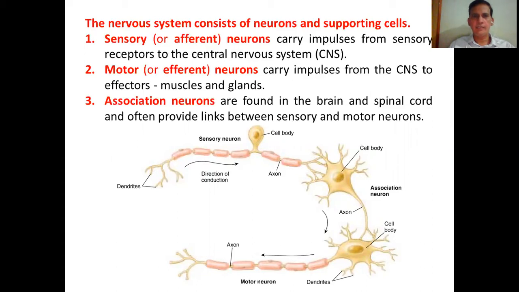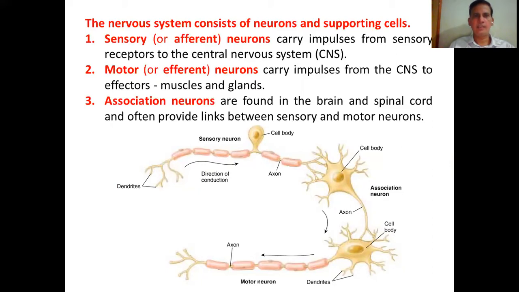Now the third one is the associated neurons. They are found in the brain and spinal cord and often provide a link between the sensory and the motor neurons. So here you can see an example of a sensory neuron. Here we have dendrites which could be present at the site of the tissues or body parts. Let's say if we talk about the skin, there should be a lot of dendrites placed in the areas where the sensation is required.